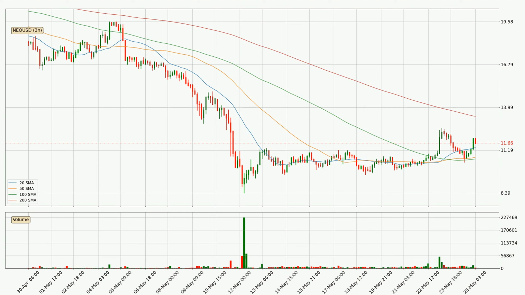Moving to the 3-hourly simple moving averages, the price crossed the 20 SMA upwards, but the volume wasn't very high, which means it is not a very strong signal. The current price is between the 20 and the 200 SMA.